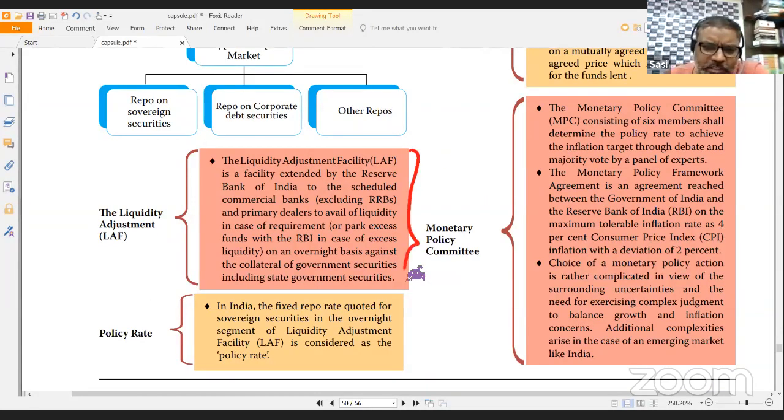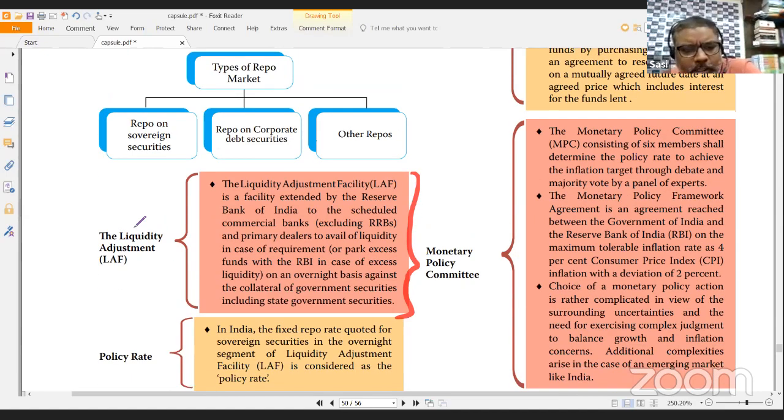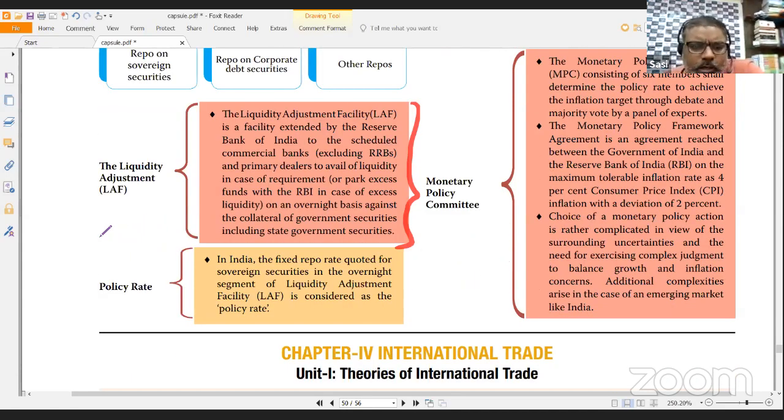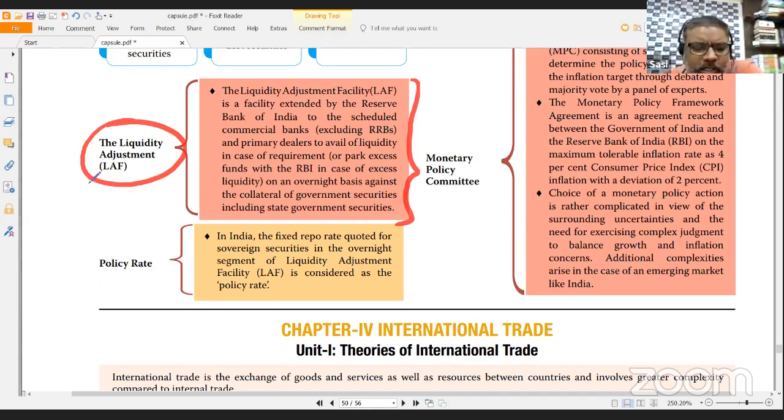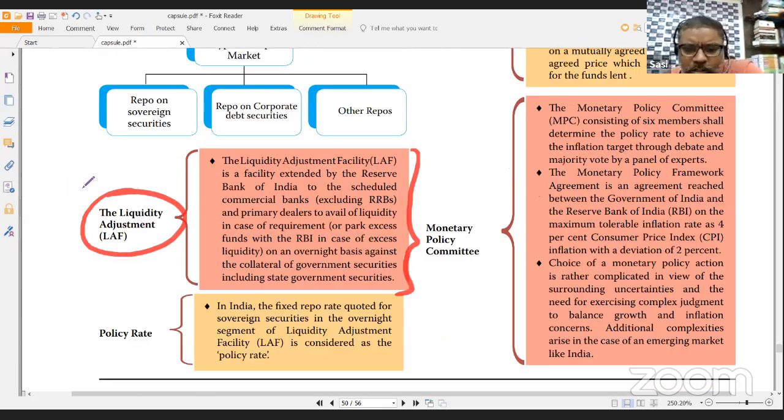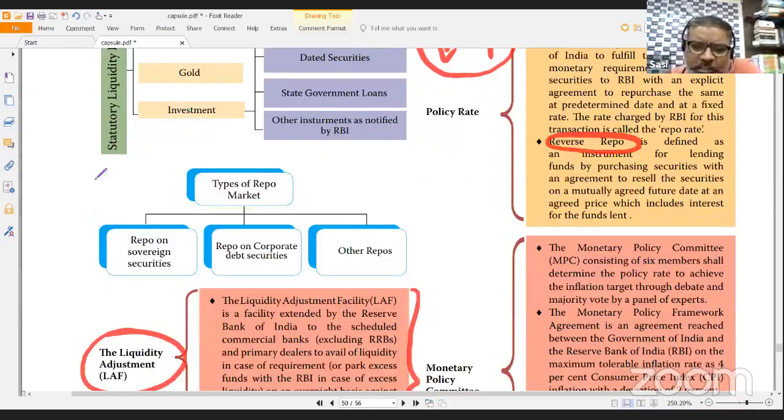LAF, liquidity adjustment facility, is a kind of overdraft facility given to the banks wherein they can draw money from RBI overnight also. That is the main facility for the commercial banks, basically to withdraw money from RBI when they want. Of course, within the limits, not exceeding the limits. With the collateral of the government securities that the banks already have, they can take this kind of overdraft from the Reserve Bank of India. In case of urgency, they can do that. So that is the LAF facility.